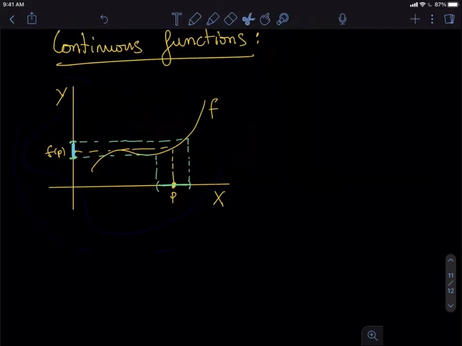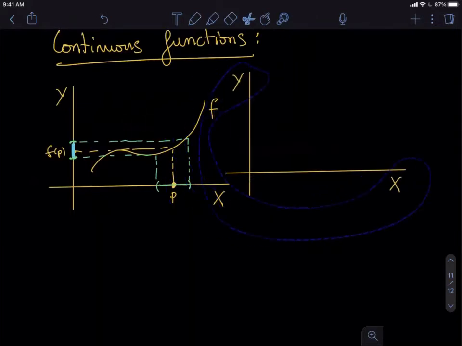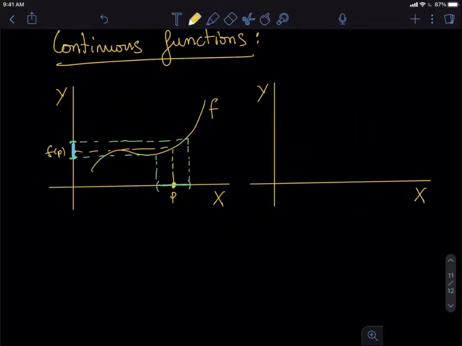Let me copy paste this axis. Oops. There we go. Well, that didn't quite work, but anyhow. Let's say we have some function that is just a jump function. It's a function that jumps, let's say, from 1 to 2. And we have our point P, that is the point where there is a jump.